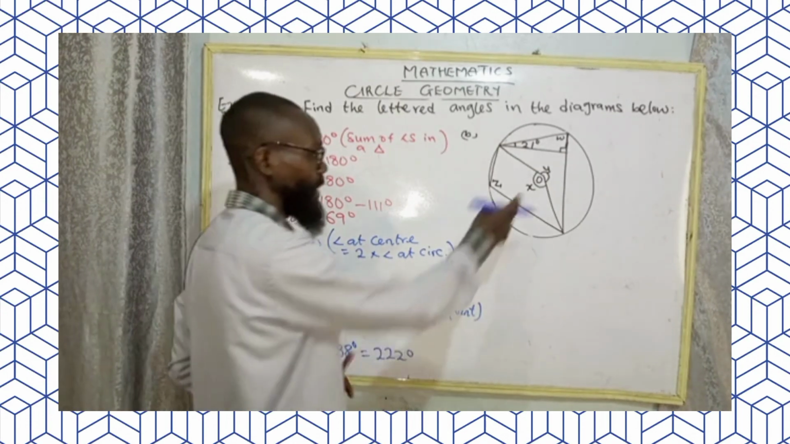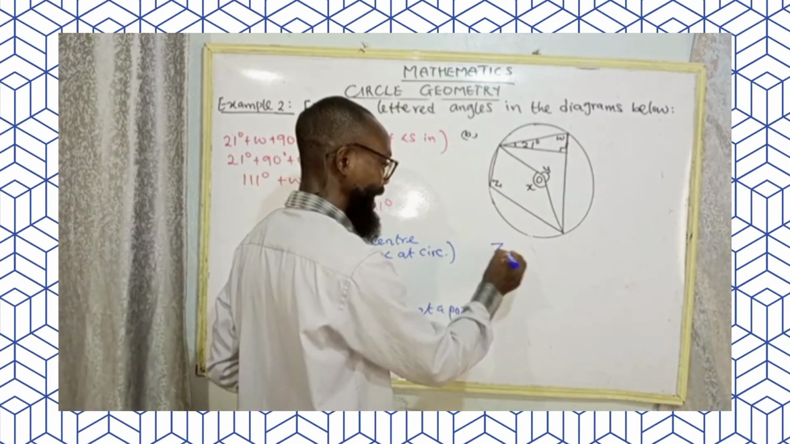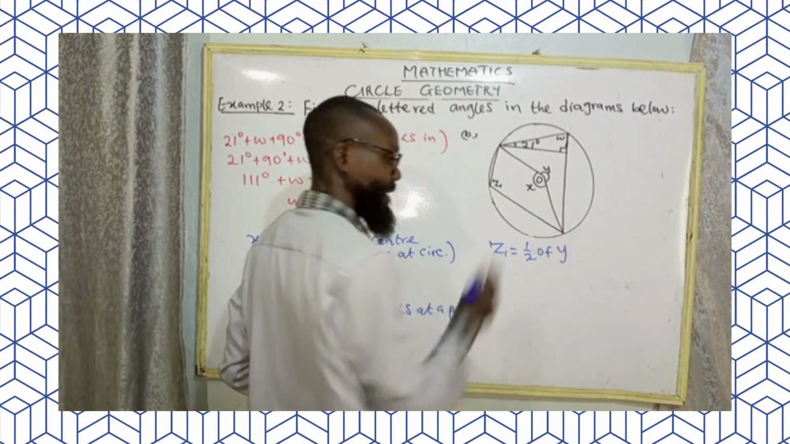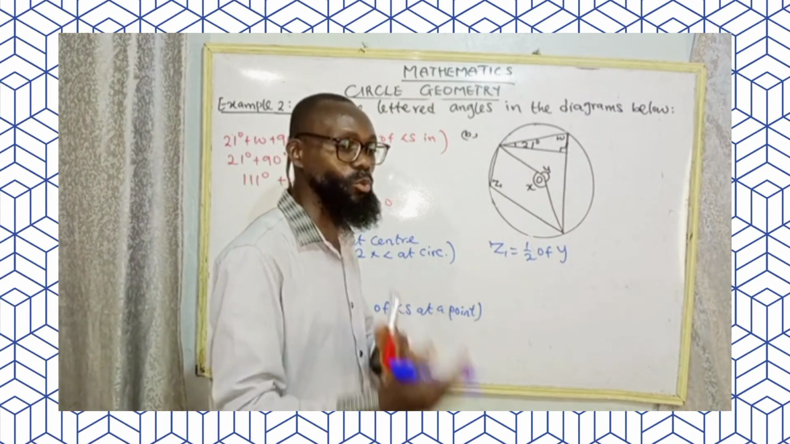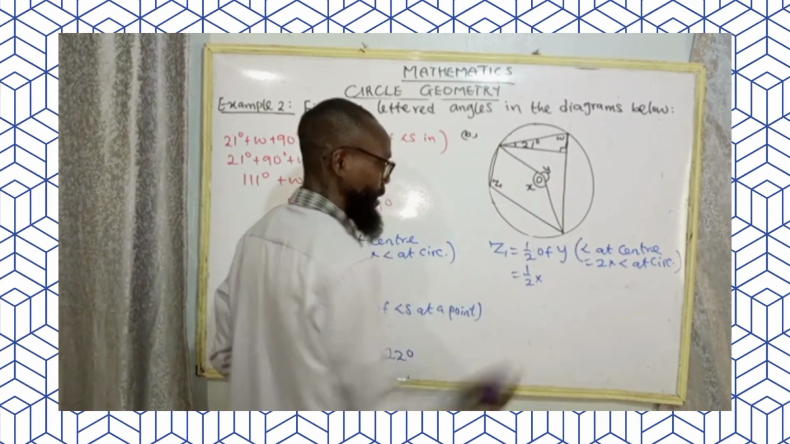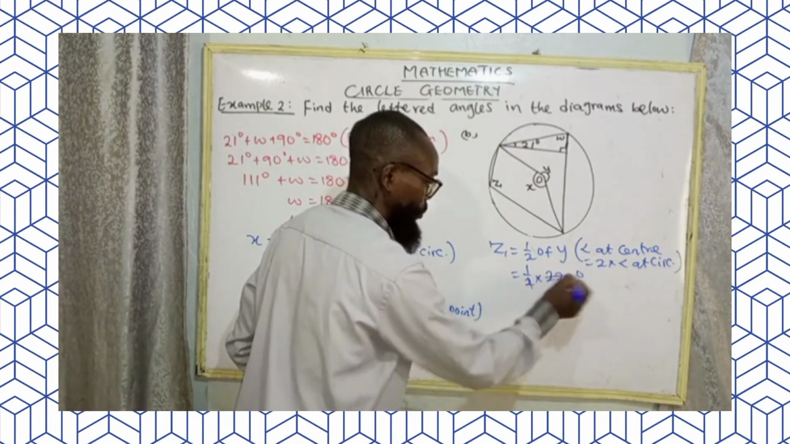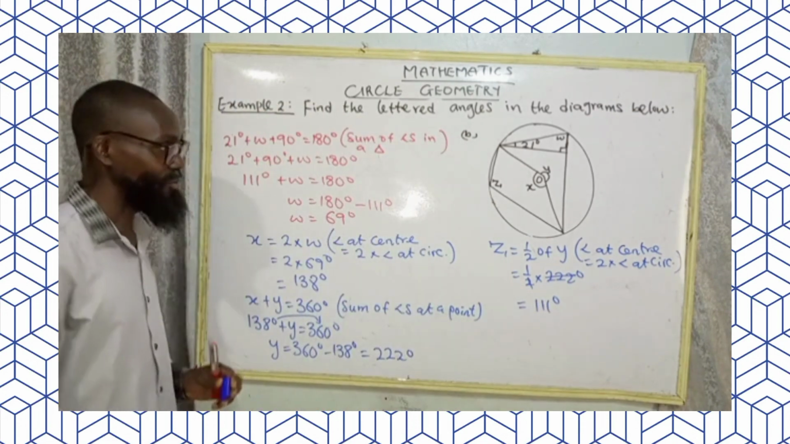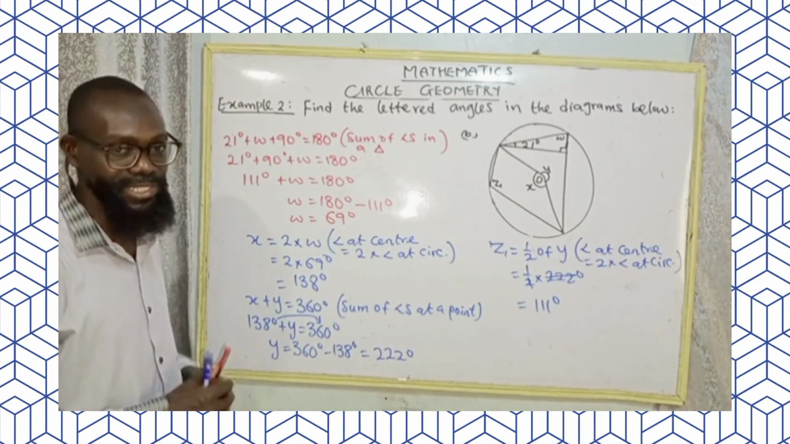Since we have gotten the value of Y, which is the center of Z, Z is now easy. My Z equals half of Y. Reason: angle at the center is equal to 2 times angle at the circumference. So we have 1 over 2 multiplied by my Y that we got here, which is 222 degrees. We have 111 degrees. So that is the value of X, Y, Z, and W. So you can see how easy this is.